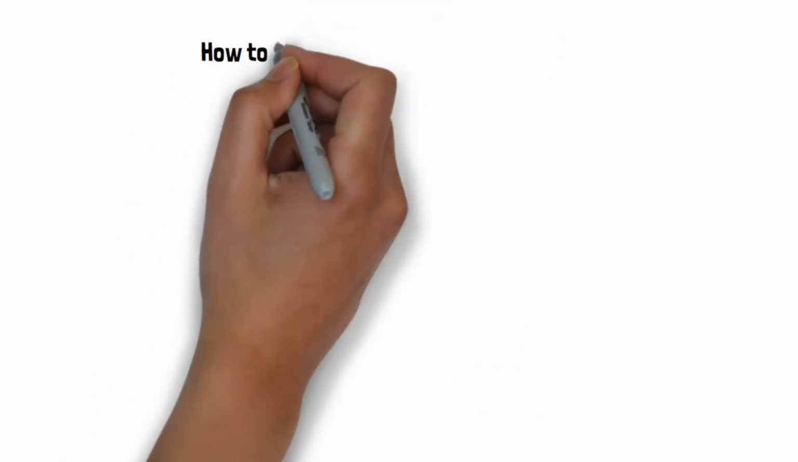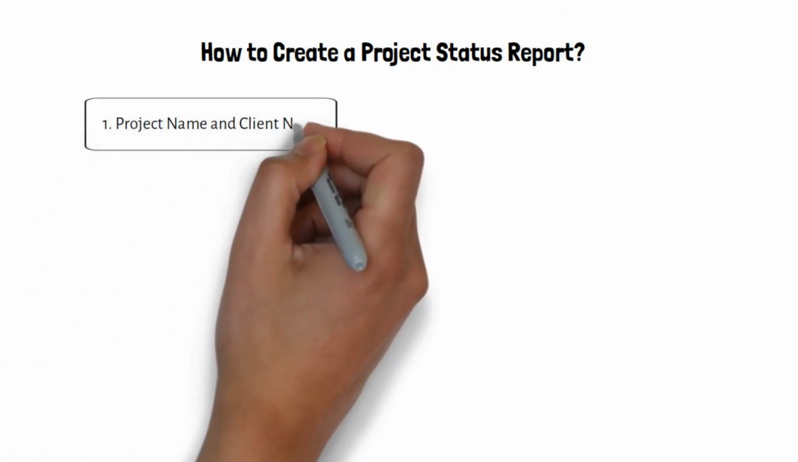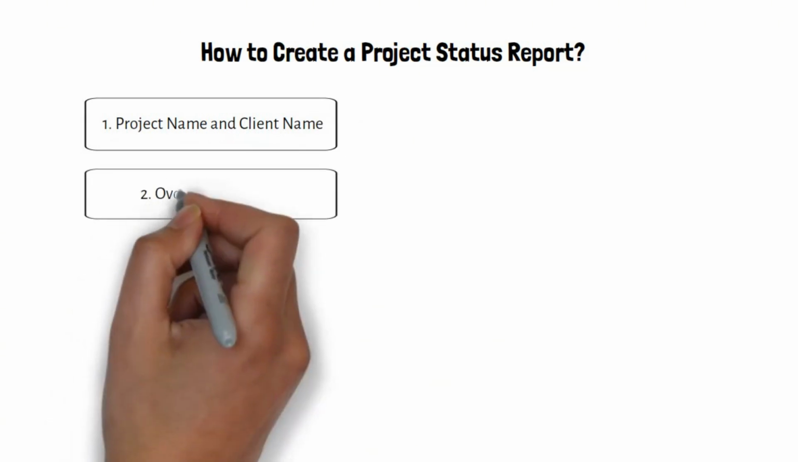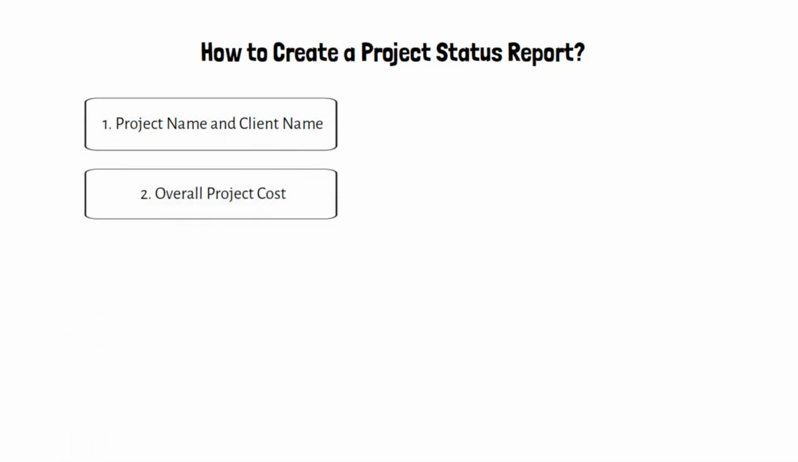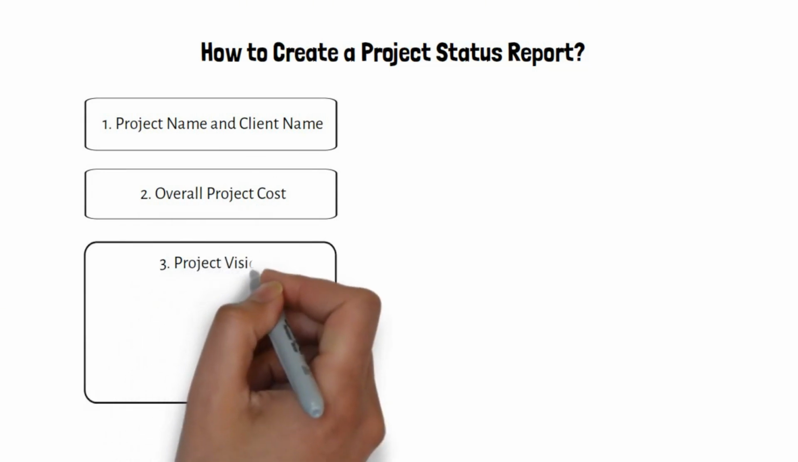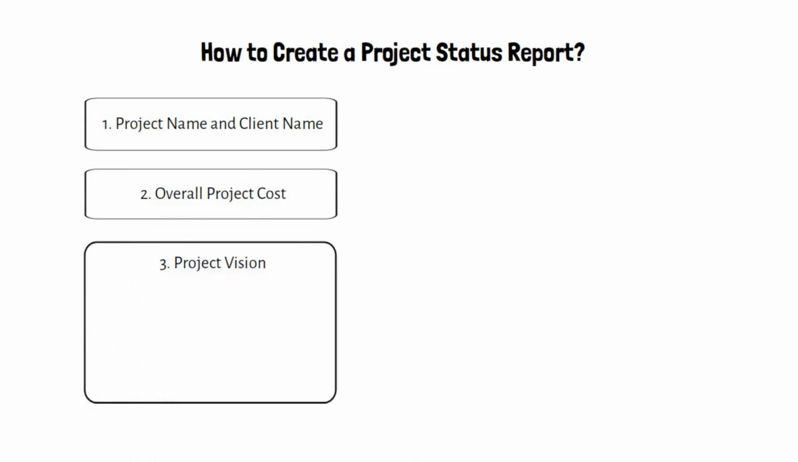How to create a project status report. No matter how often you prepare the report, the steps are the same. 1. Project name and client name. 2. Overall project cost. 3. Project vision. Project vision defines the main project goal in one sentence.